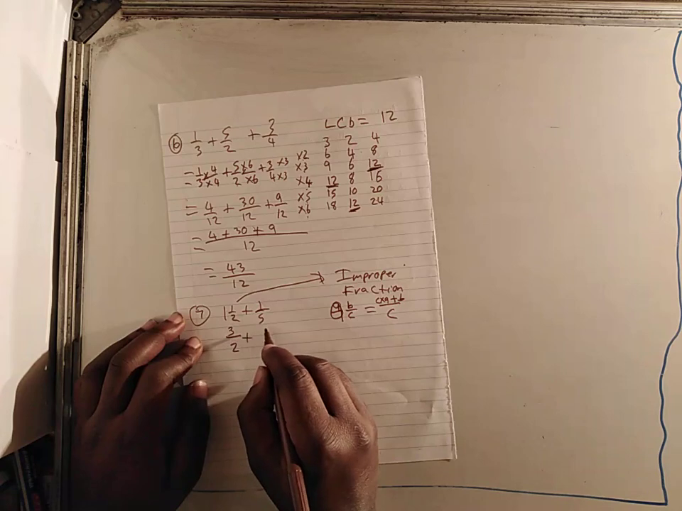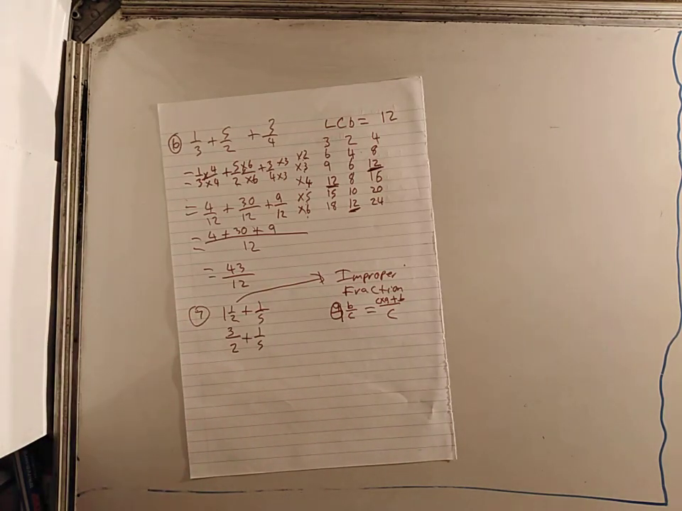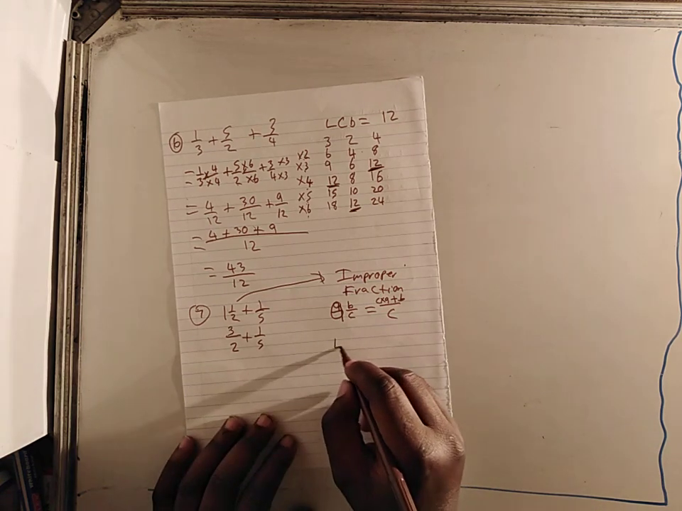And then you say plus 1 over 5. We've got these things again. And then we need to find what? We need to find the LCD. Let's find the LCD on the side.